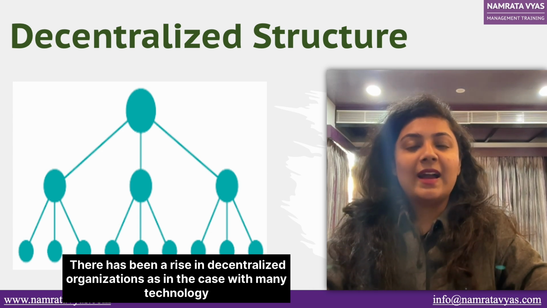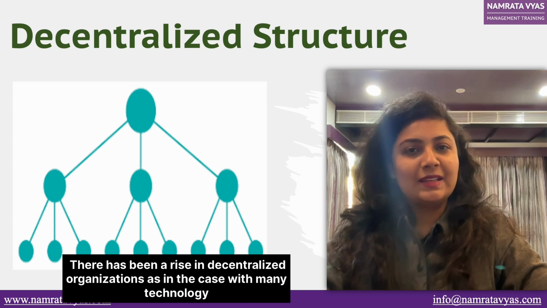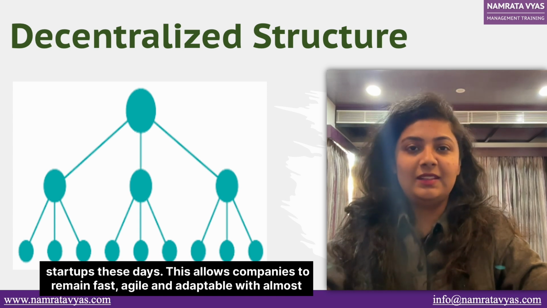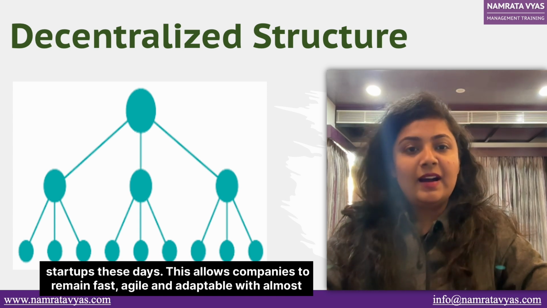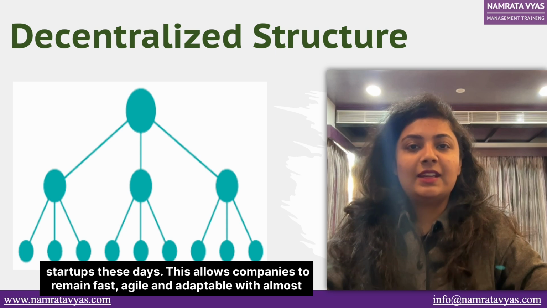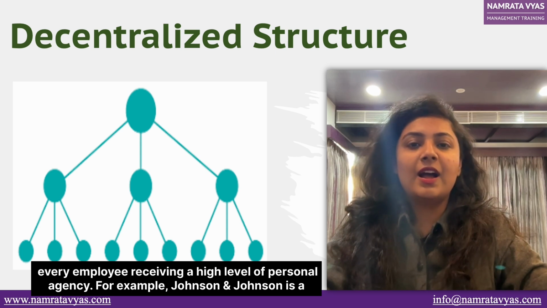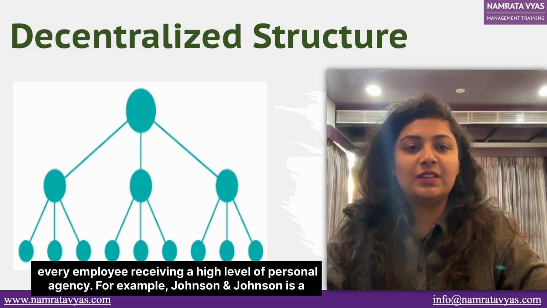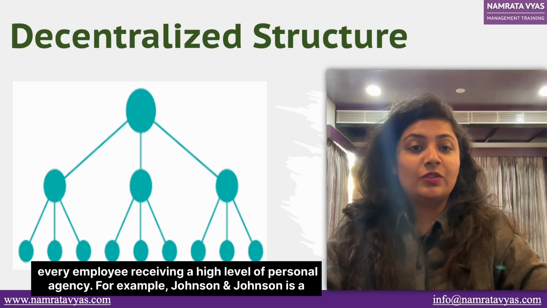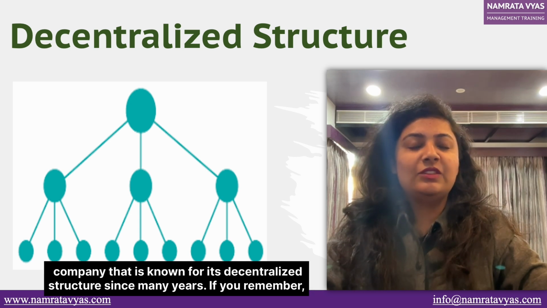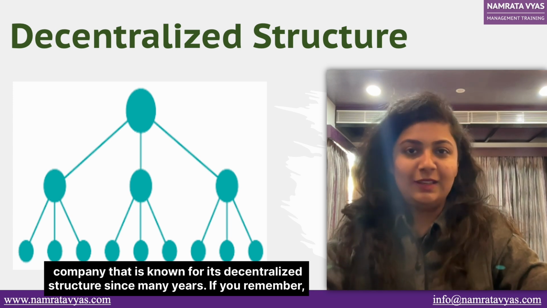There has been a rise in decentralized organizations, as is the case with many technology startups these days. This allows companies to remain fast, agile, and adaptable, with almost every employee receiving a high level of personal agency. For example, Johnson & Johnson is a company that's been known for its decentralized structure for many years.